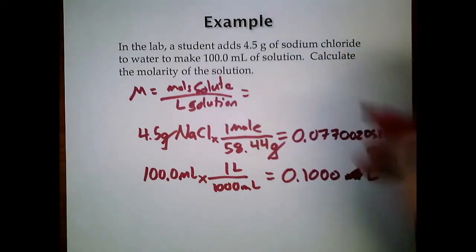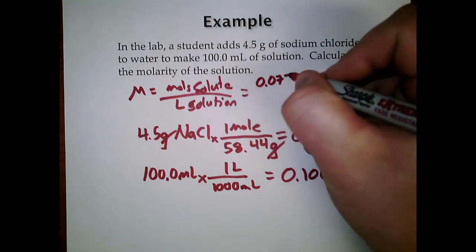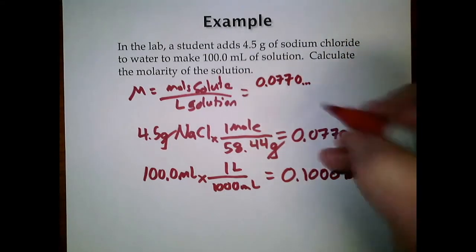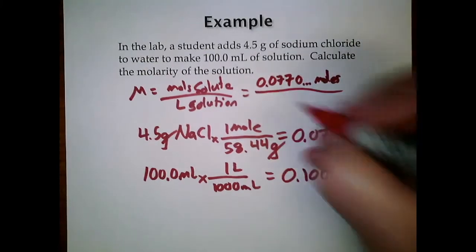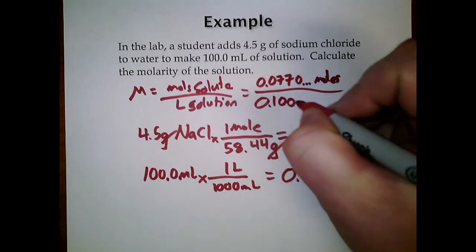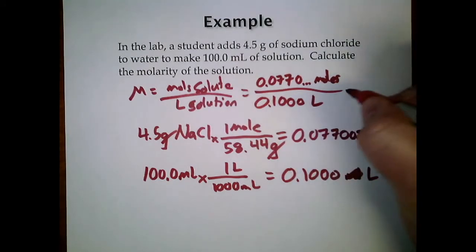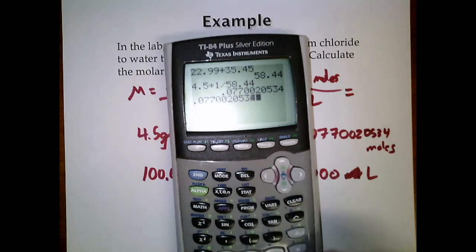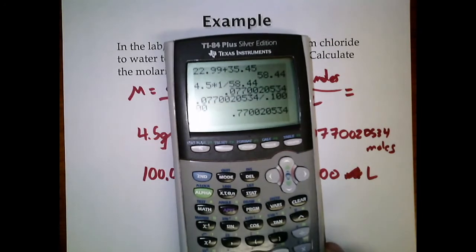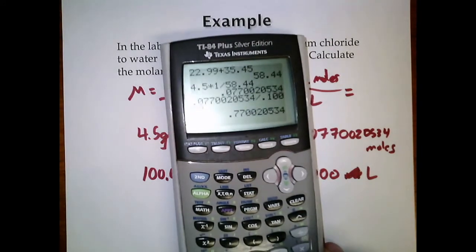So I've got my moles of solute is 0.0770 and so on moles, divided by liters of solution, 0.1000 liters. So I take my 0.07700200534, divided by 0.1000, and I get 0.77002. It basically just moves over a decimal place.